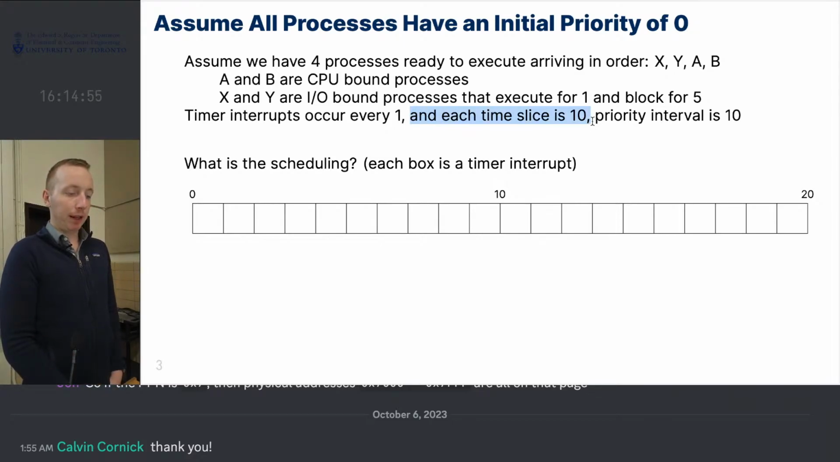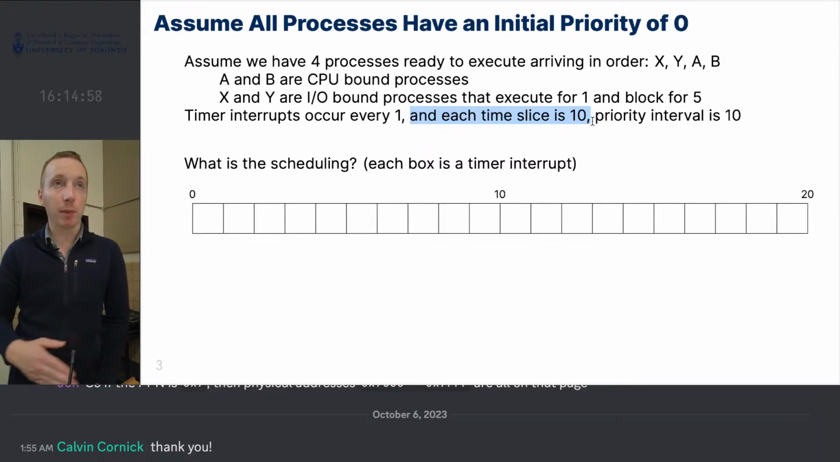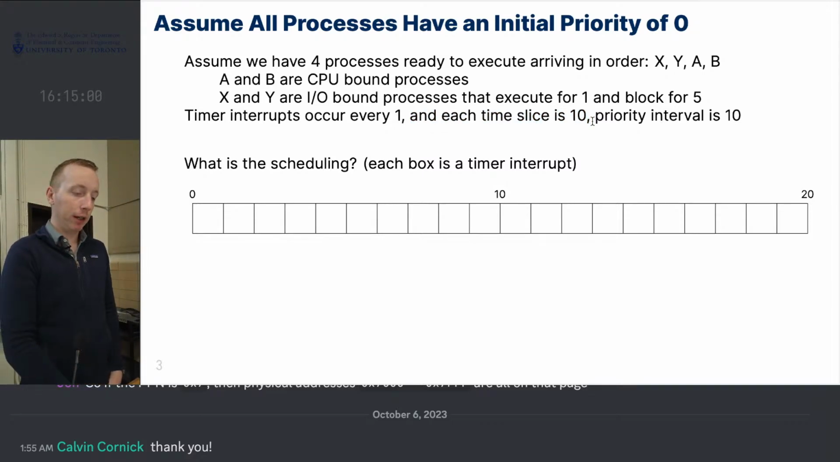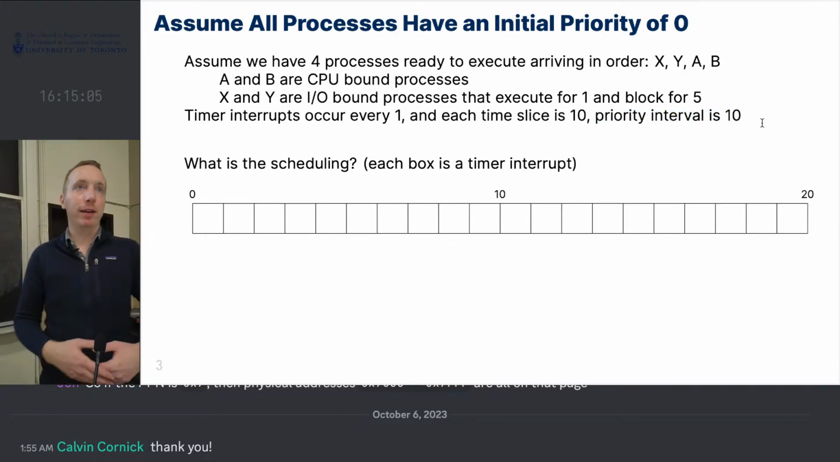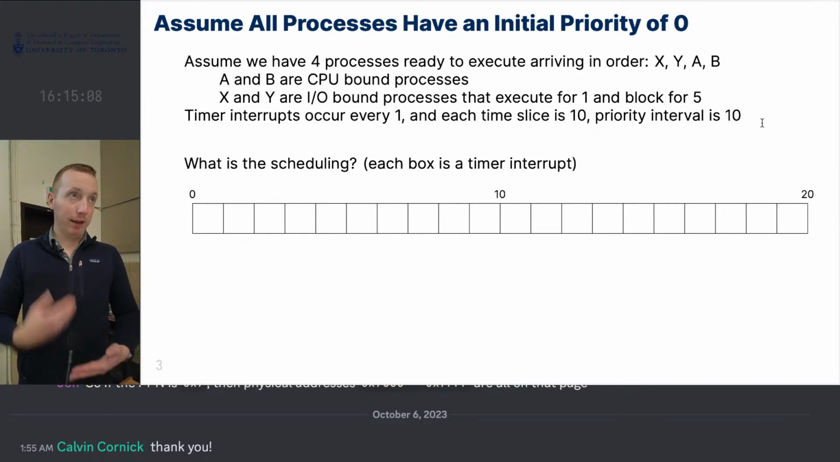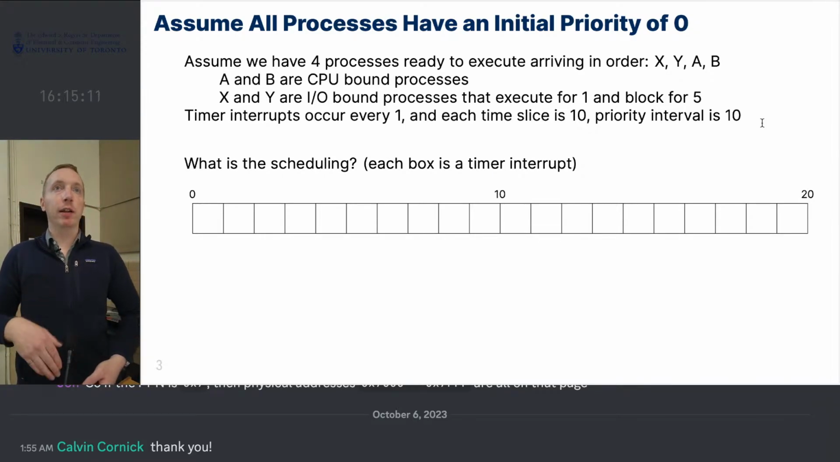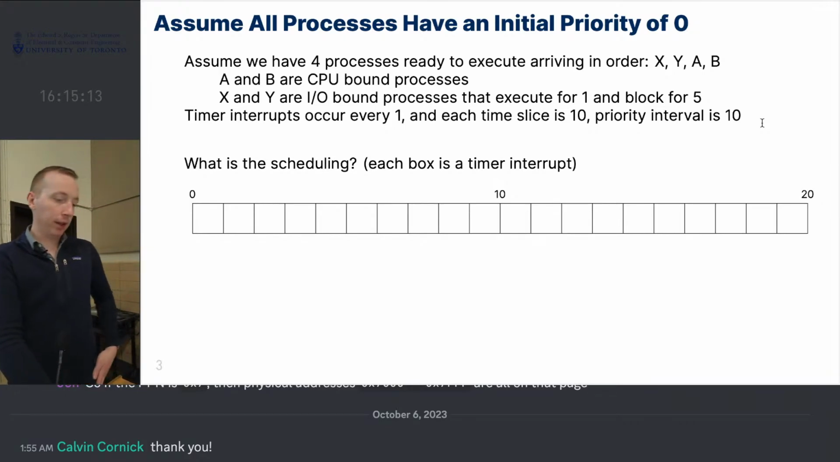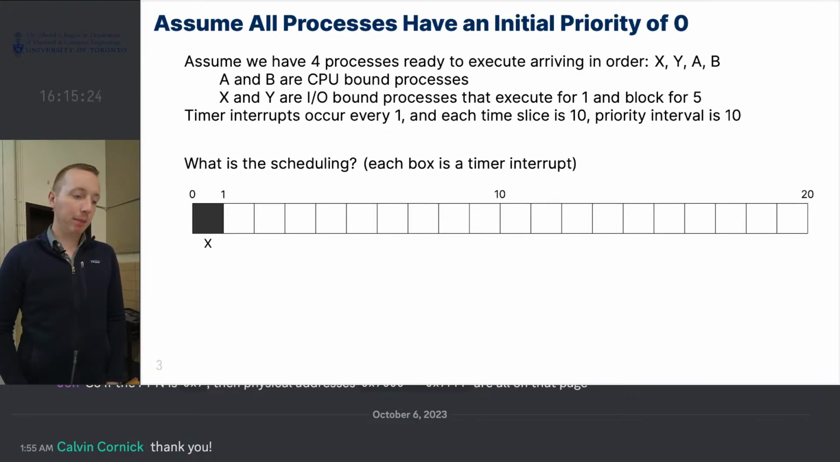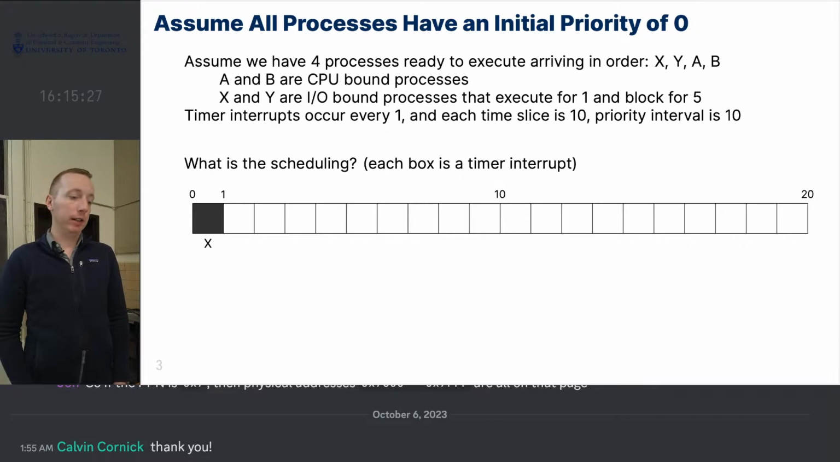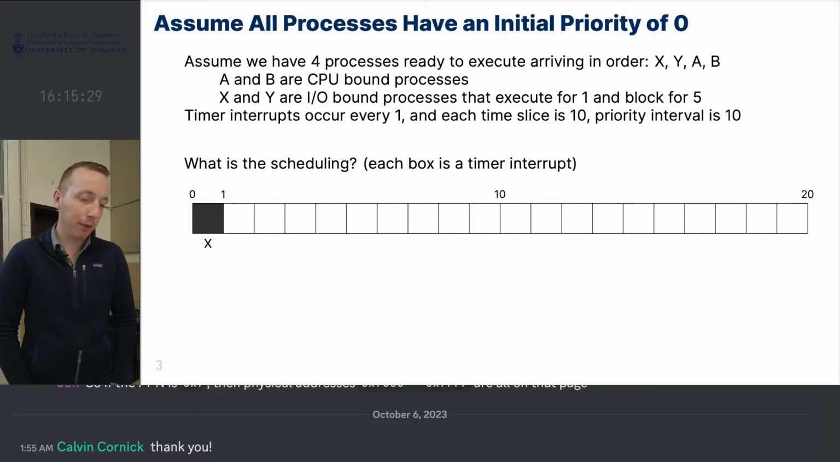Here each time slice is 10 time units, so that's the maximum amount of time any process can be scheduled for. And our priority interval is also 10. Typically, these are the same thing. I separated them out because the time slice is like a maximum, while the priority interval happens every 10 time units. So in this case, what is the scheduling where we could preempt at any single time unit? Well, initially, they all have the same priority. They're all 0, so we go by arrival order. In this case, X comes first.